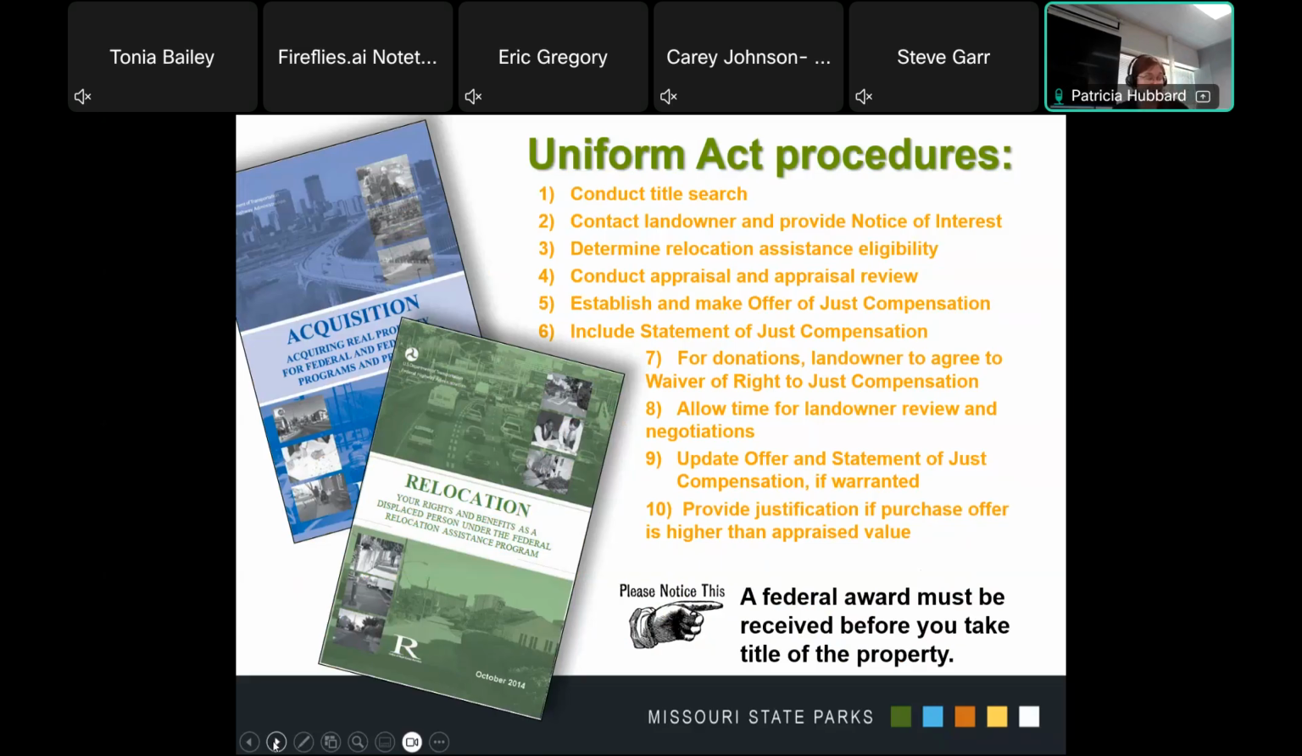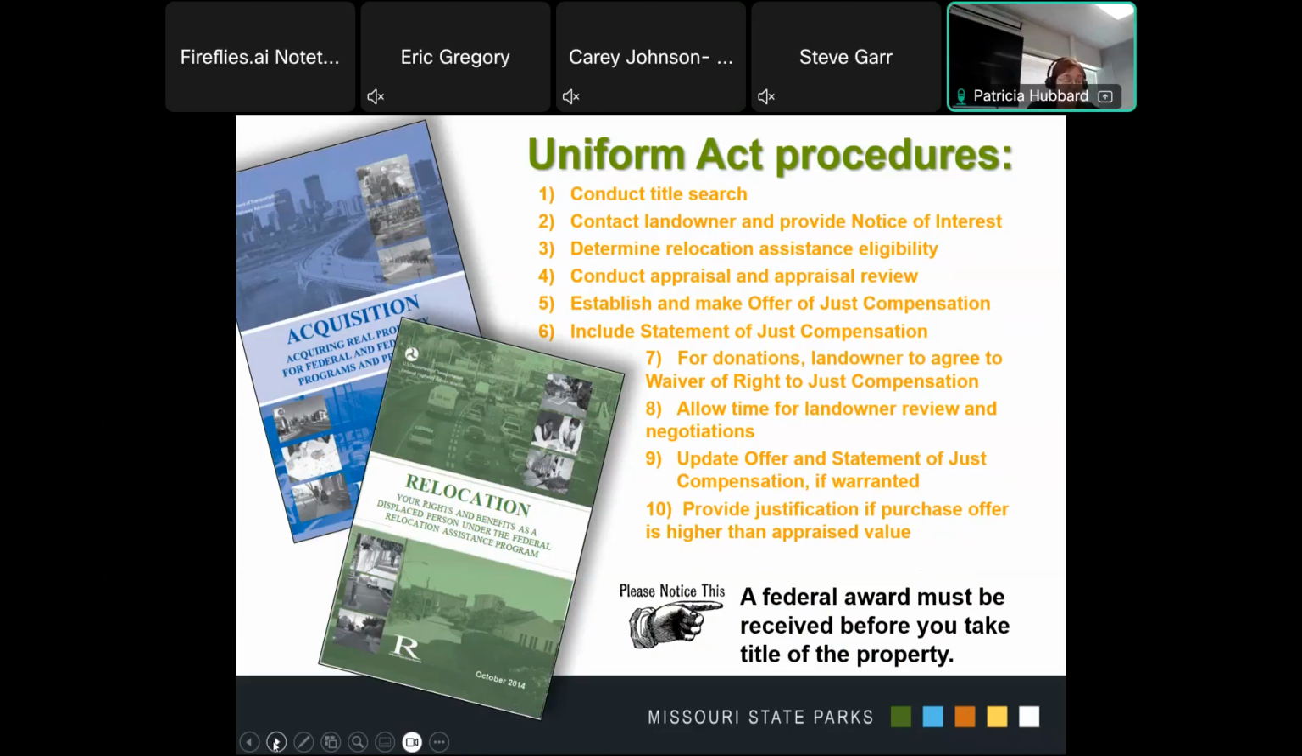The cost of the title search is not an eligible cost for either reimbursement or match in the LWCF program and must be borne solely by the project sponsor. A title search is a must. You cannot just do your research with the recorder's office.